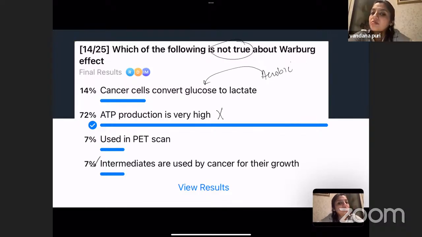So all the intermediates which are produced are used by cancer for growth, and this glucose hungry nature of the cancer cell is used in PET scan. So that is what you all have to remember. That is very, very classical here. So the answer is B here, and 72% of you did it correct.